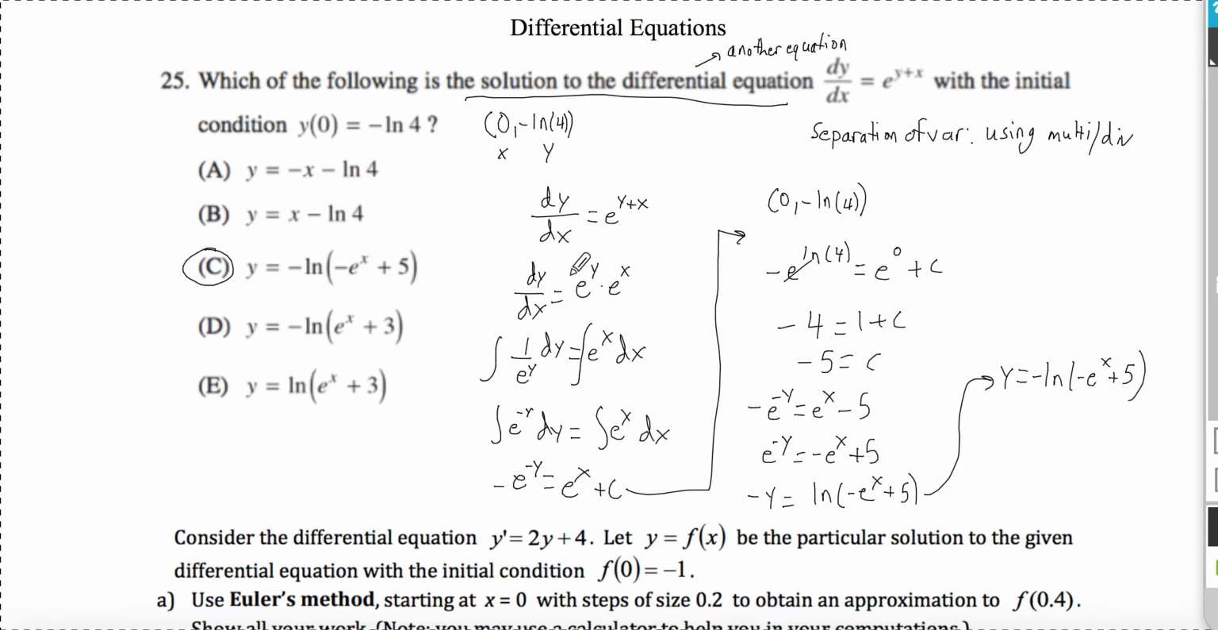I separated my variables, got y's and x's together. Notice my y stayed in the numerator. I multiplied dx to the other side. That's almost always just going to be the pattern with these separable differential equations, okay? Make sure you use your multiplication division appropriately. Then I took my antiderivative, plugged in my initial condition, solved for C, and then solved for y.